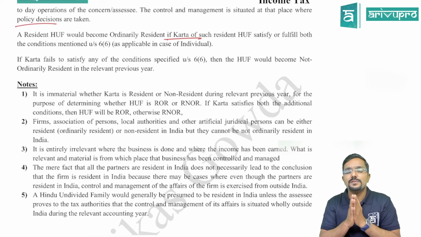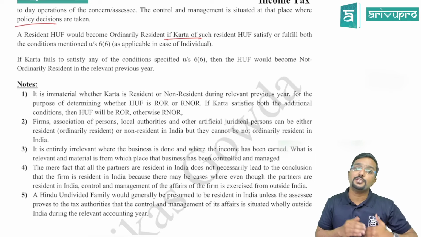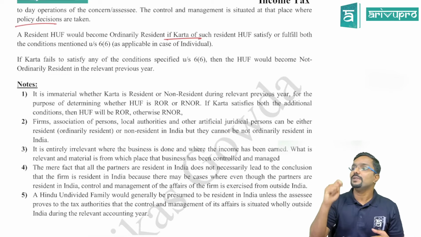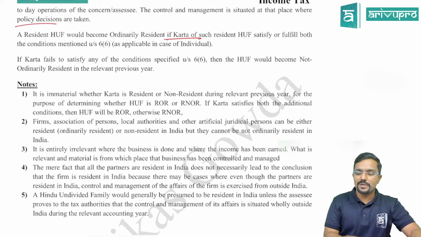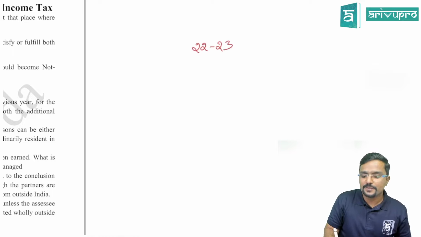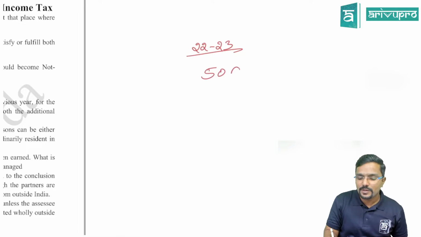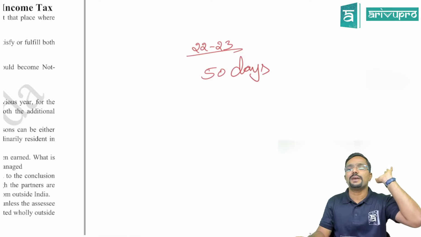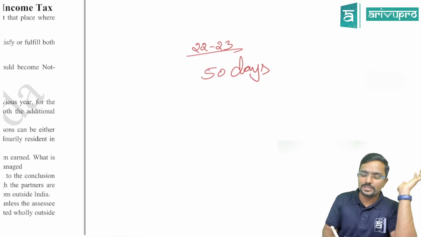See, sometimes even though the Karta is non-resident, can HUF become ordinary resident? Yes, it can become. How is it? For example, assume Karta, who is an individual, he was there in India for previous year 22-23. Please pay attention, guys. This is our previous year. He was there in India for this year only for 50 days. None of the conditions given under section 6.1 is satisfied. So what is Karta now?